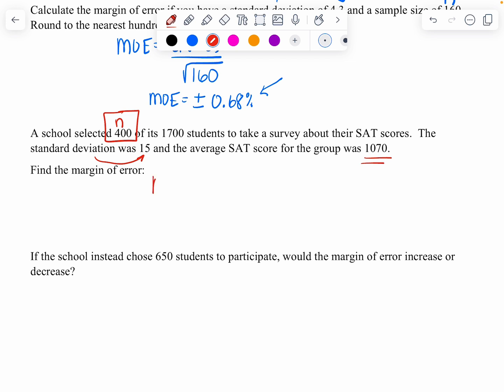So we've got our margin of error is equal to 2 times the standard deviation. Actually, I'll go ahead and use the numbers. Our standard deviation of 15 divided by the square root of our sample size. And in this case, our sample size is 400. So we're going to go ahead and put that in our calculator. And we get our margin of error is equal to plus or minus 1.5%.